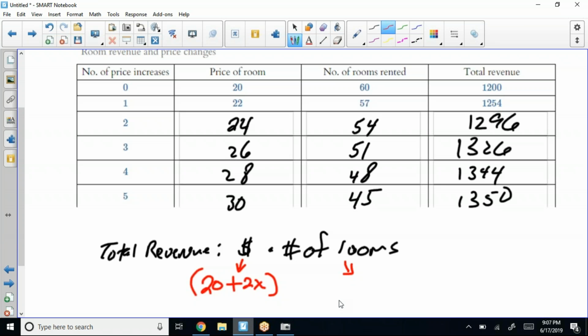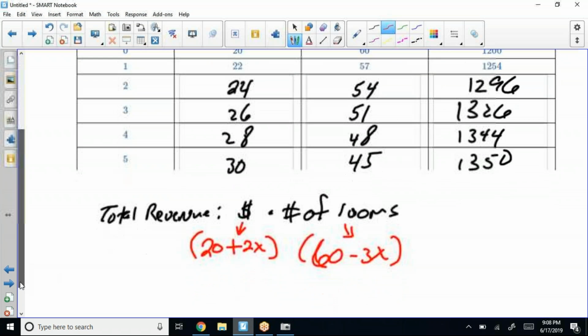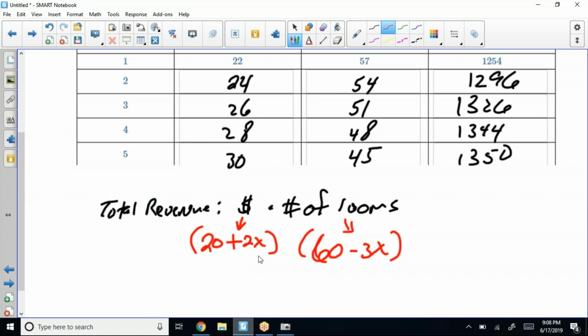Okay. The number of rooms would be 60 minus 3 times x. Because if we have no price increase, let's plug zero in here. So that would be 20 times 60, which is 1200, right? So basically, yes, sir. What you have is two linear equations, if you think about them independently. And then when you multiply them, what they create is a quadratic.